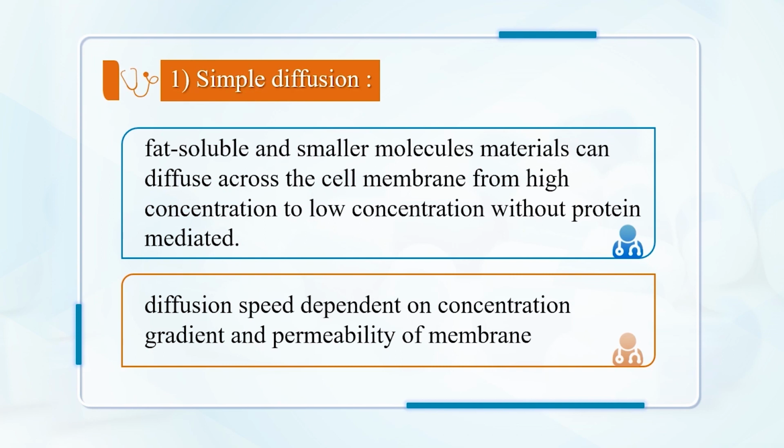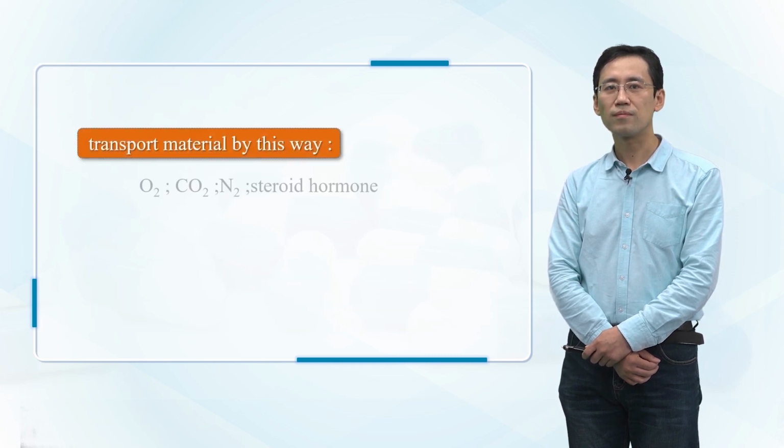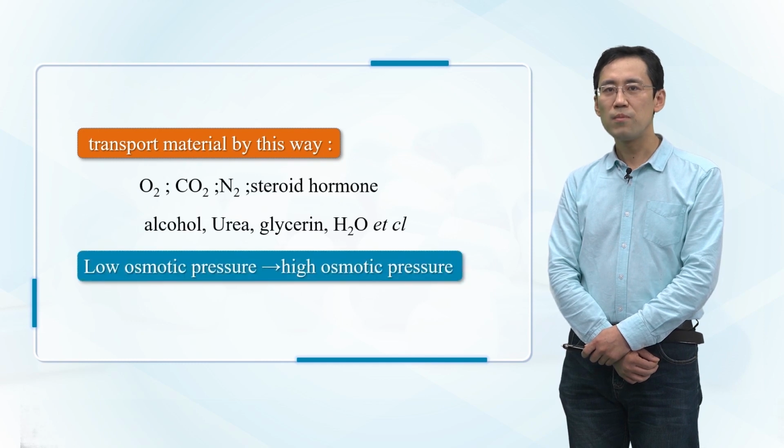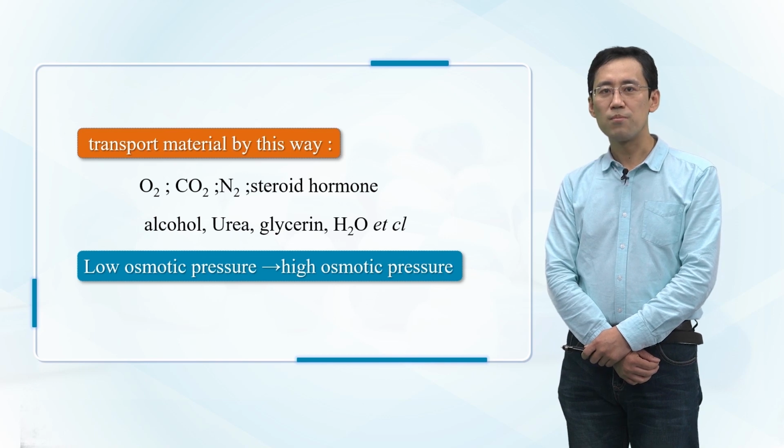For fat-soluble and smaller molecules, material can diffuse across the cell membrane from high concentration to lower concentration without any help of proteins. The diffusion speed depends on the concentration gradient and the permeability of the membrane. The materials transported this way include oxygen, carbon dioxide, steroid hormones, etc. It goes from high osmotic pressure to low osmotic pressure.